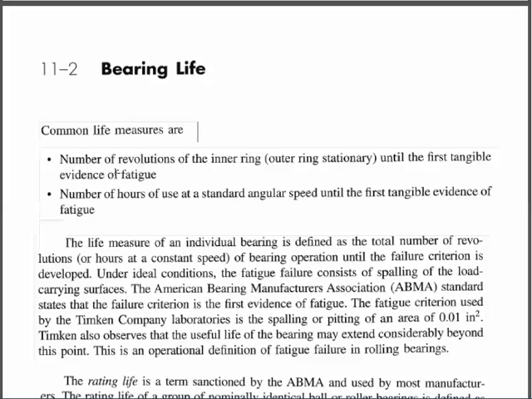One would be the number of revolutions of the bearing. And because revolving the outer ring does more damage than revolving the inner ring, we typically talk about the number of revolutions of the inner ring as opposed to the outer ring. Okay, and a bearing has reached the end of its life when there is first noticeable evidence of fatigue in the bearing. Another way to denote bearing life is the number of hours at a given standard speed, and again, until the first noticeable evidence of fatigue.